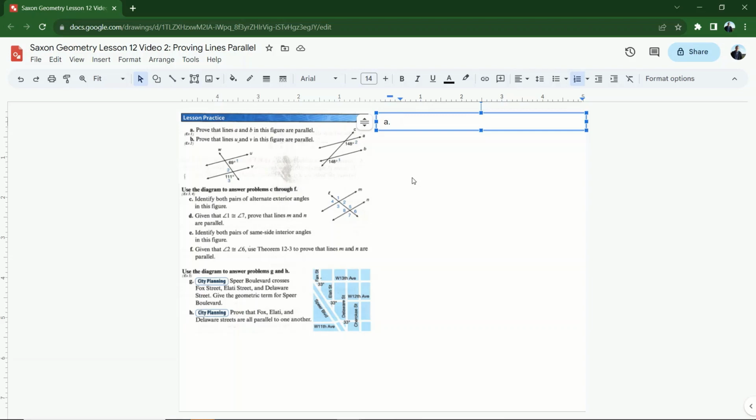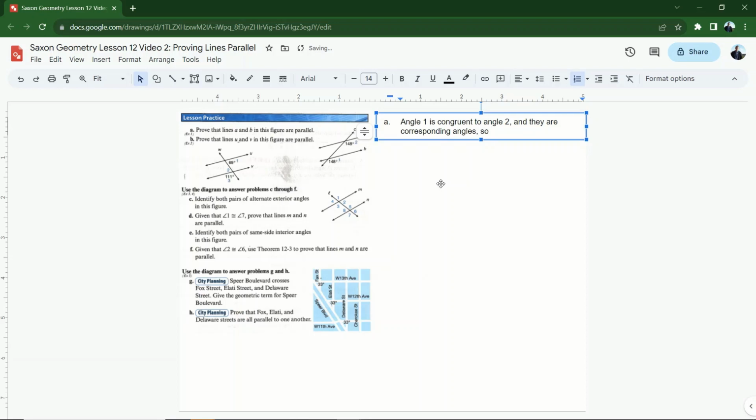So how do I prove that? I'm looking at this figure over here just to be clear. How do I prove that lines A and B are parallel? Well, I'm going to say angle 1 is congruent to angle 2, and those are corresponding angles on the same side of the transversal and on the same side of their respective lines. They're both below their respective line. So they are corresponding angles.